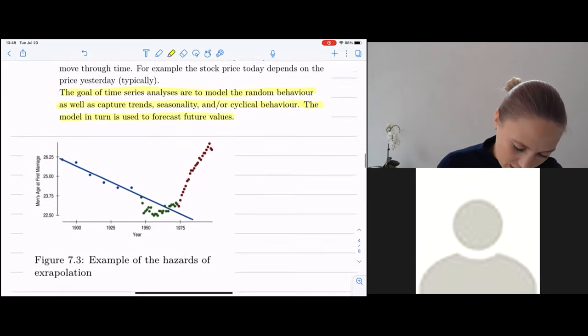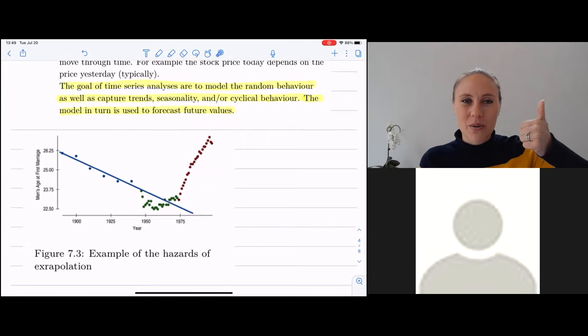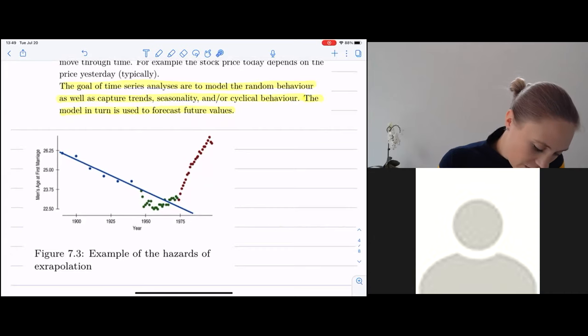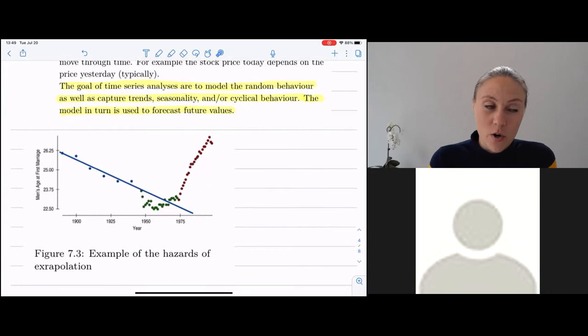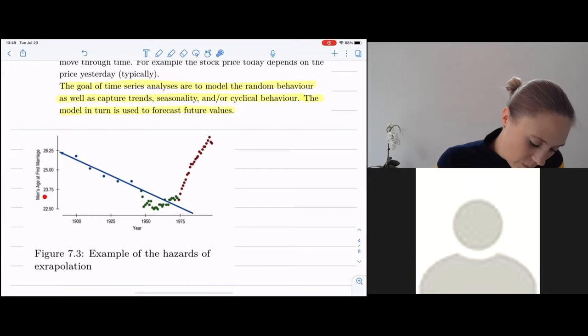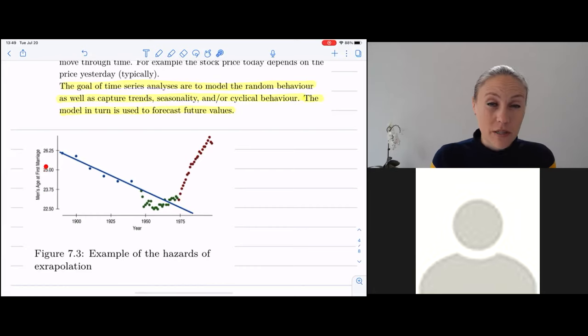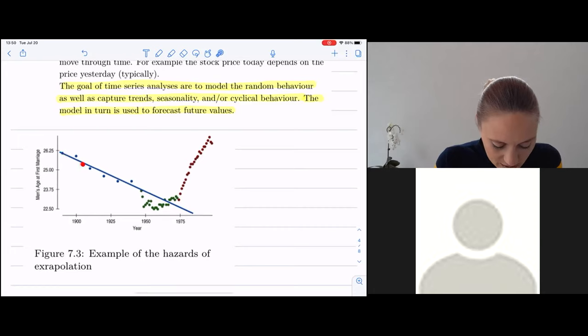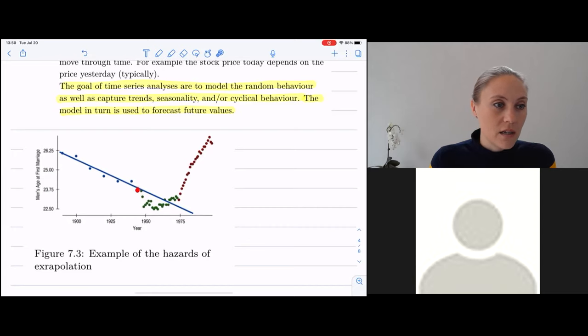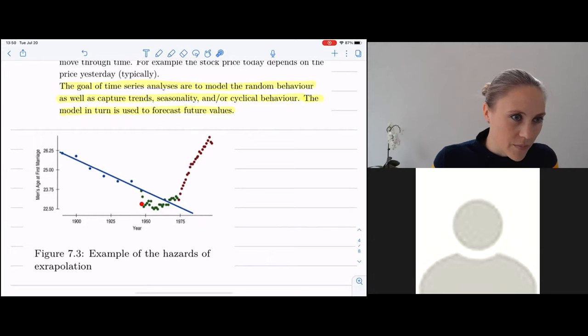And I've got a little example here, which is kind of cute. It's a warning about extrapolation, but it's also a look at time series. How they found this data, I have no idea. But anyways, they've collected the men's age at first marriage from the 1900s up until, you know, 1990 something, presumably. So there was a linear relationship here up until, I am going to go ahead and guess, the war, it looks like. I don't think I'm that far off.